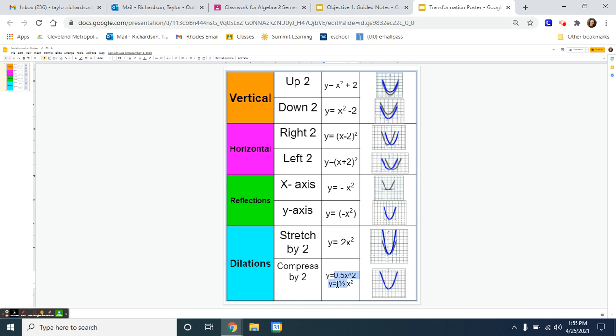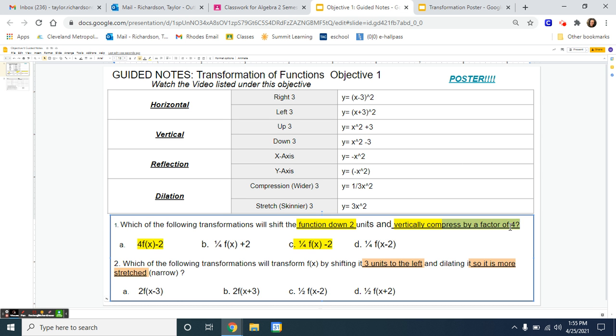So, you know, when it was 2, it was 1 over 2. If it is 4, it should be what? 1 over 4. The letter A would actually be a stretch because the 4 is not a fraction out front. So I'm going to leave C highlighted. That is my answer. This equation says down to compressed by a factor of 4.